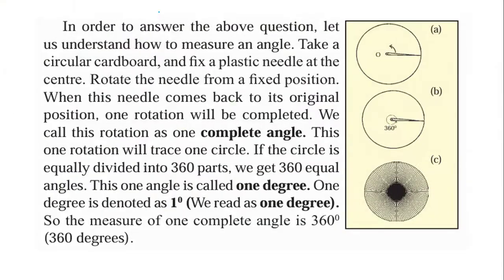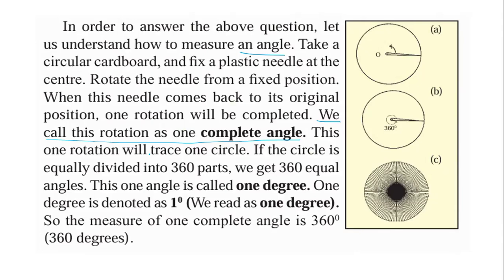Next. In order to answer the above question, let us understand how to measure an angle. Take a circular cardboard and fix a plastic needle at the center. Rotate the needle from a fixed position. When this needle comes back to its original position, one rotation will be completed. We call this rotation one complete angle.